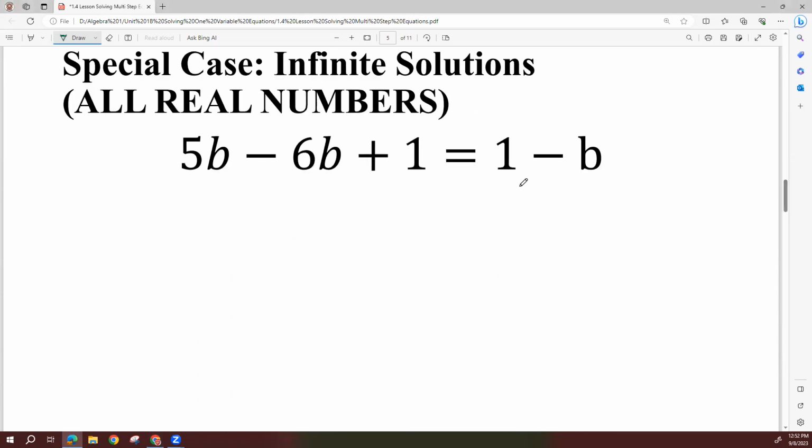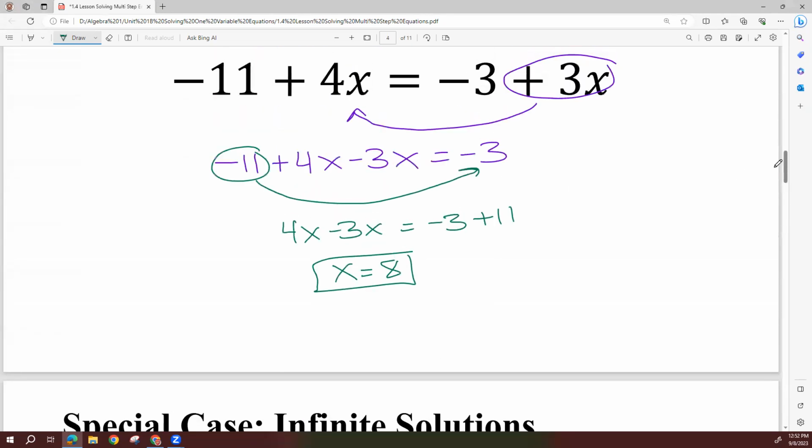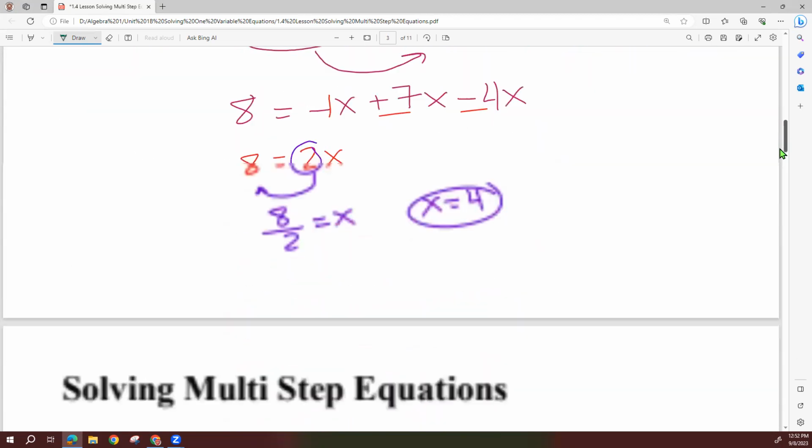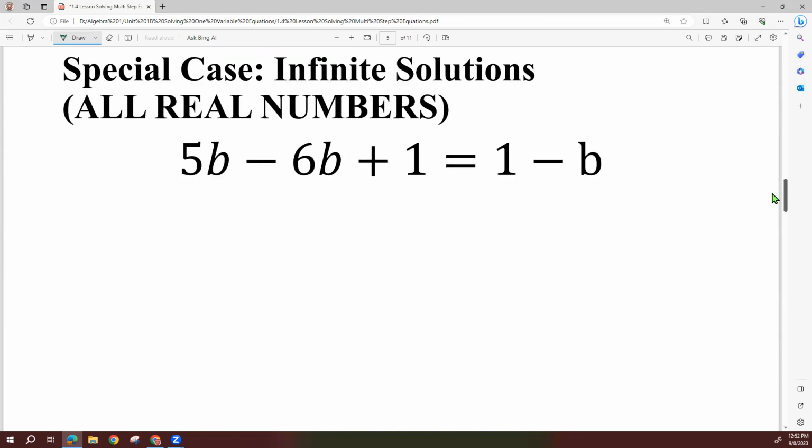There are 2 special solutions that we could end up with when we're solving an equation that don't look like something like we just had, x equals 8 or x equals 4 or x equals -6. There are a couple special cases that we could arrive at. So I'm going to pause here and solve this equation, and I'm going to show you what happens at the end.